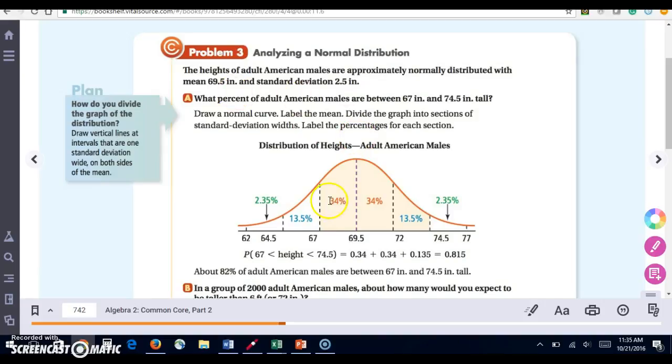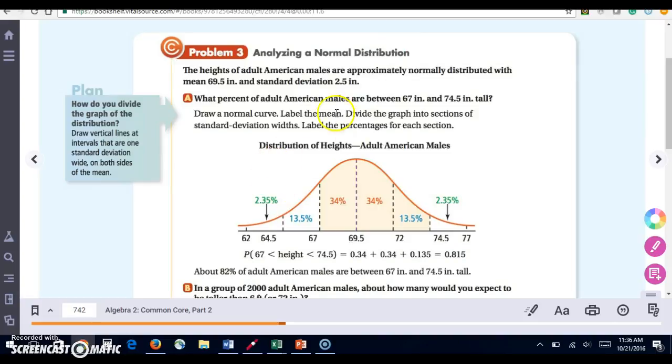We know that the mean is 69.5, and we know that each one is 2.5, so I'm going to add 2.5 here and subtract 2.5 here. Then I add 2.5 to this one, and I subtract 2.5 from this one. Then I add 2.5 here, and I subtract 2.5 here. And that gives me all of my data points for my standard deviations, from -3, -2, -1 to the mean, to 1, 2, and 3 standard deviations of the mean.